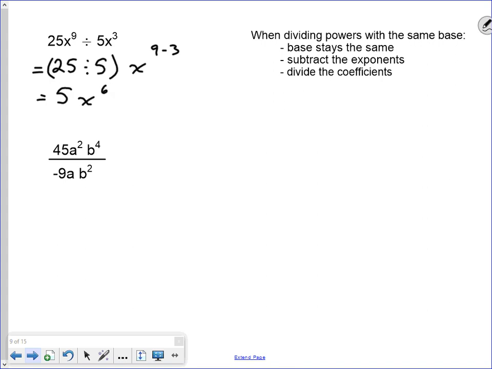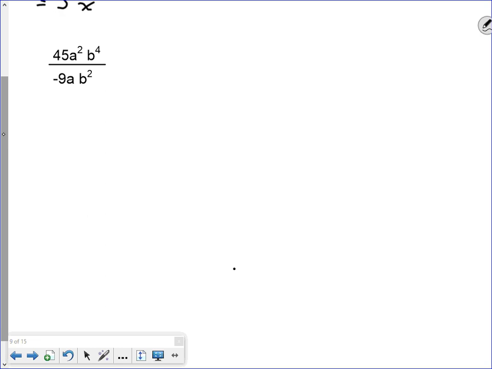Okay. Same thing if these two things are stacked up one on top of each other here. We are going to do our division. So again, we're just matching up the things that go together. The coefficients go together, 45 and negative 9. So I'm going to treat those as 45 divided by negative 9. Okay, there's our coefficients. Then moving to the right, we've got an A and we've got an A. Those are going to give us an A to the 2 minus 1.